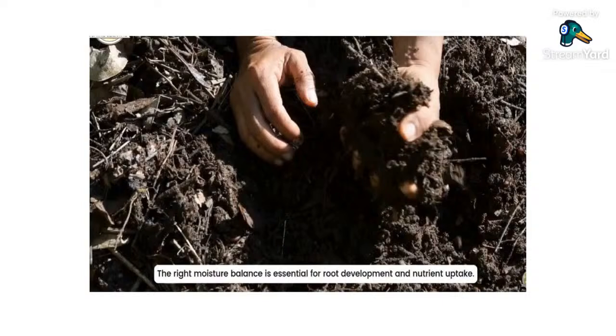The right moisture balance is essential for root development and nutrient uptake because it facilitates nutrient transport to the root surface and allows for efficient absorption, while also supporting the root growth and overall growth of the plant.